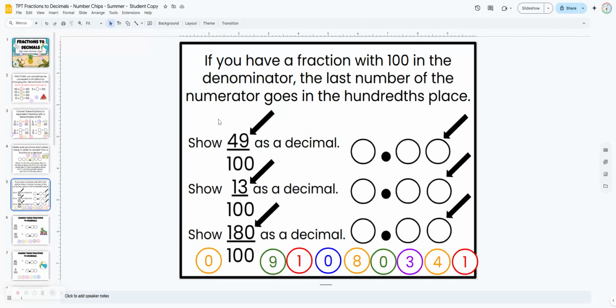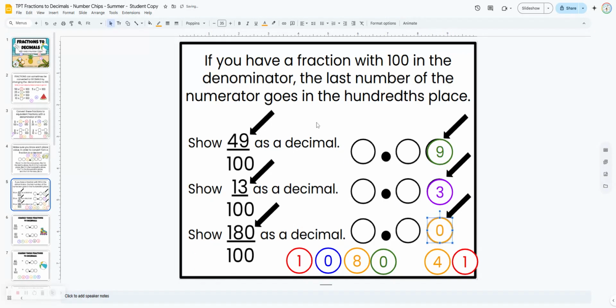Now the next slide shows one way to convert a fraction with 100 in the denominator to a decimal is to look at our numerator. So this number that's in the ones place of our numerator is going to go in the hundredths place of our decimal. So this is going to be a 9. This number will be a 3. And this number a 0. And then we just place the numbers in order.